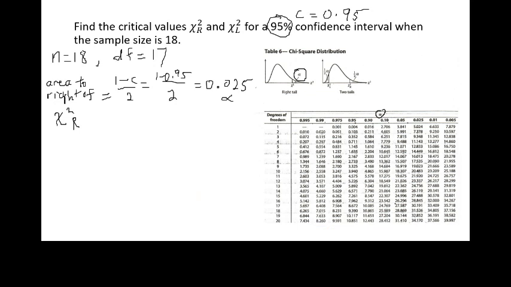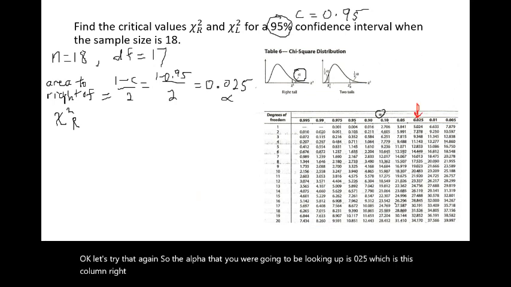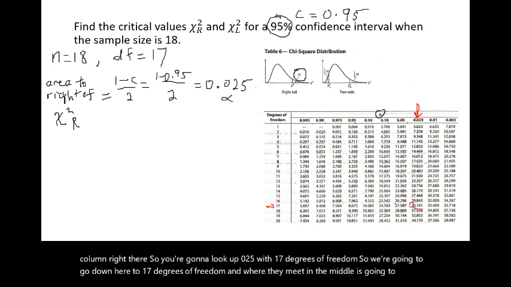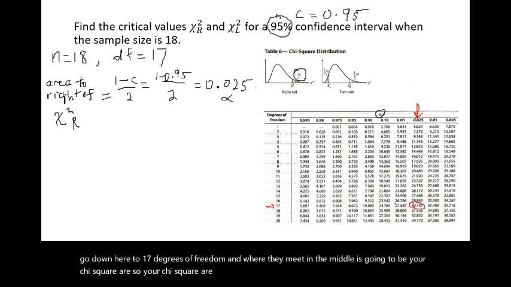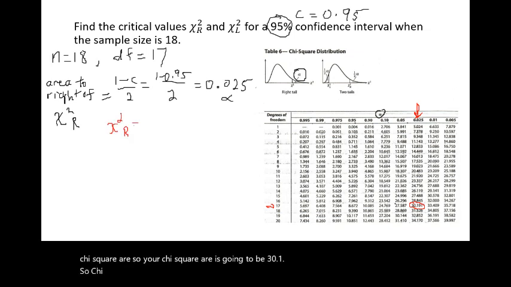So let's look this up in the chi-square distribution table. The alpha that you are going to be looking up is 0.025, which is this column right there. So you're going to look up 0.025 with 17 degrees of freedom. We go down to 17 degrees of freedom, and where they meet in the middle is going to be your chi-square R. So chi-square R is going to be equal to 30.191.